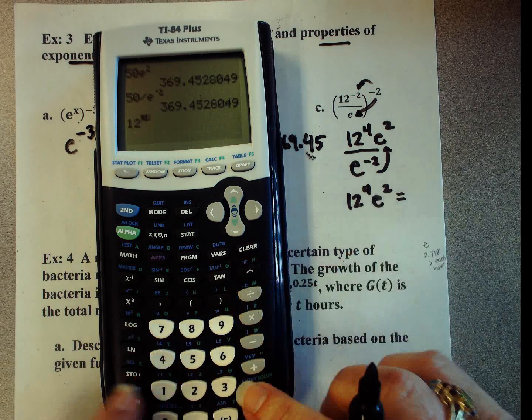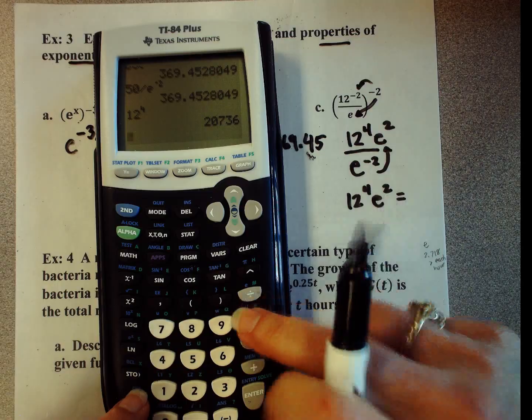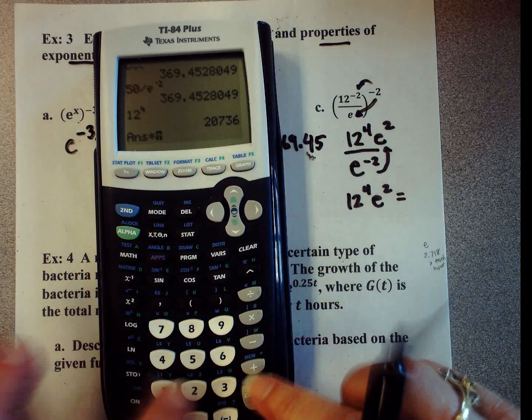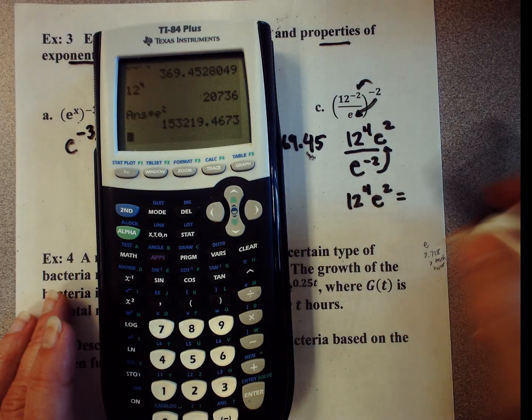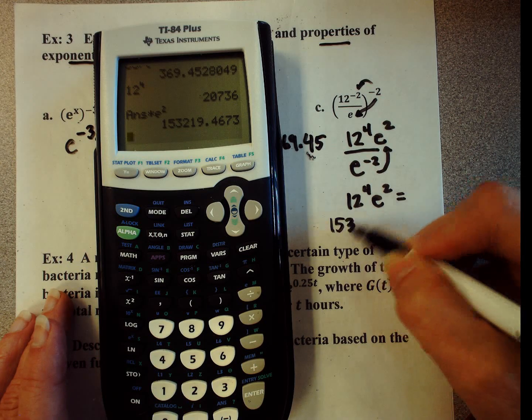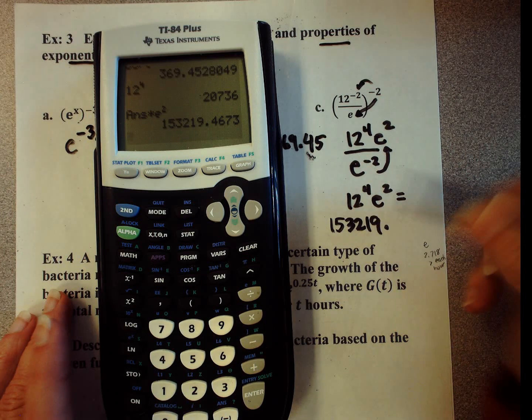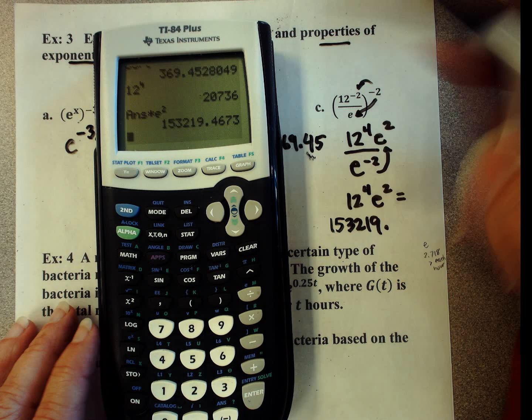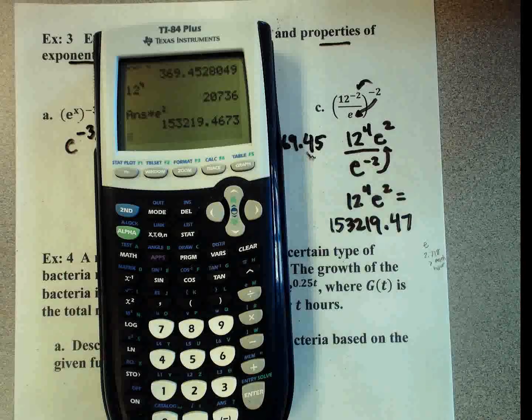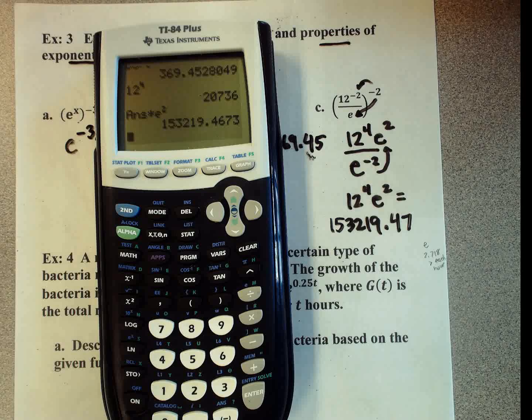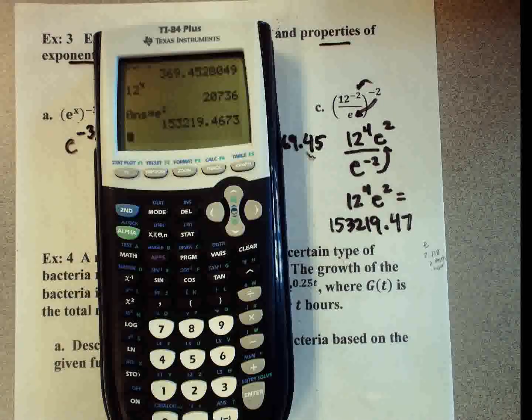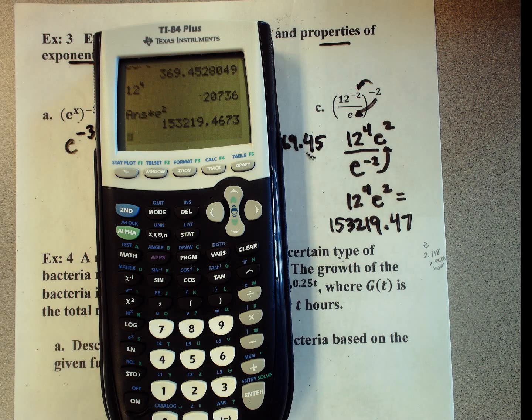12 raised to the 4th times e to the second. Okay, so we're rounding to 2 places, so that's going to be 47. But really, it's an easy lesson because it's really calculator work. But make sure you're doing it properly. I mean, calculators can give you wrong answers if you don't type them in correctly, okay?